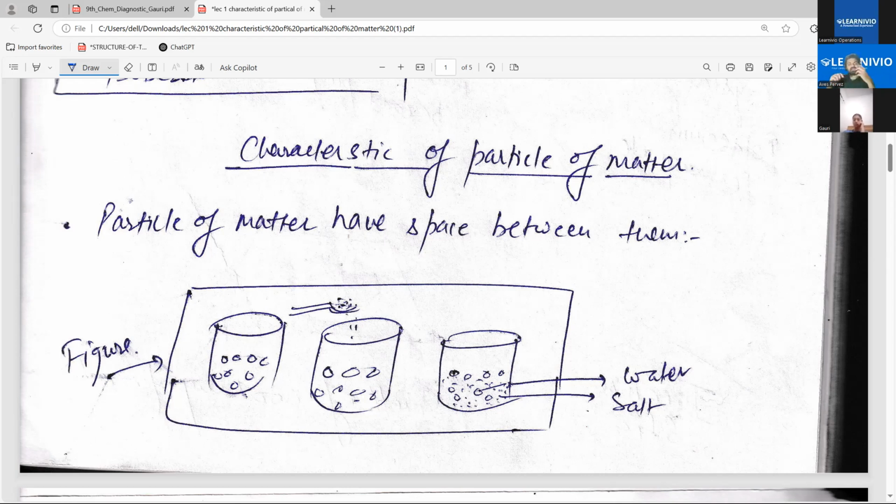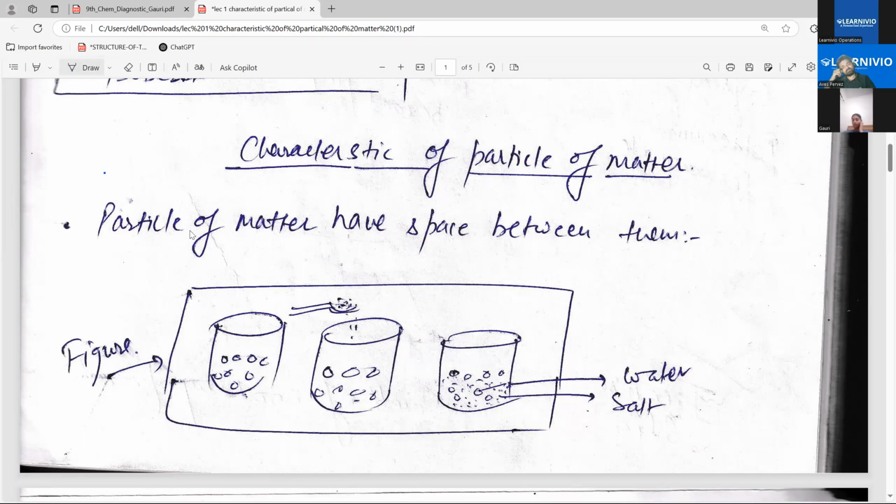What is the characteristic of a mobile phone? That it has a display, it has a microphone. Same way, what is the characteristic of the particle of matter? You know that matter is made up of particles. So how does this particle really act? Are you getting my point? We will simply say that particles of matter have space between them.